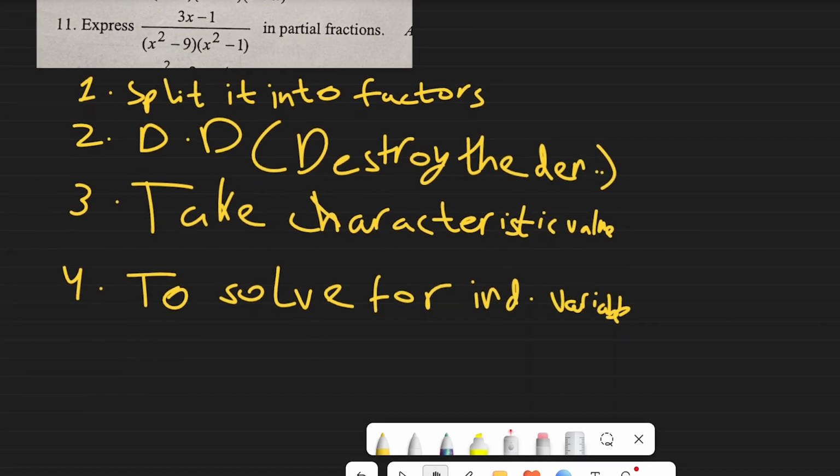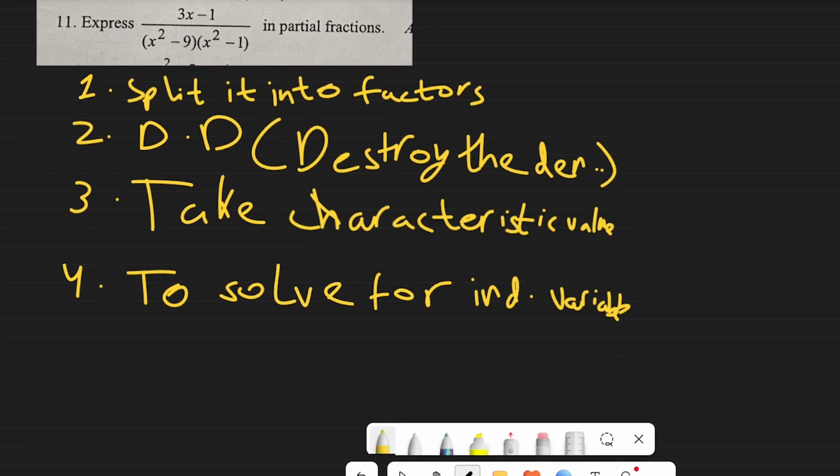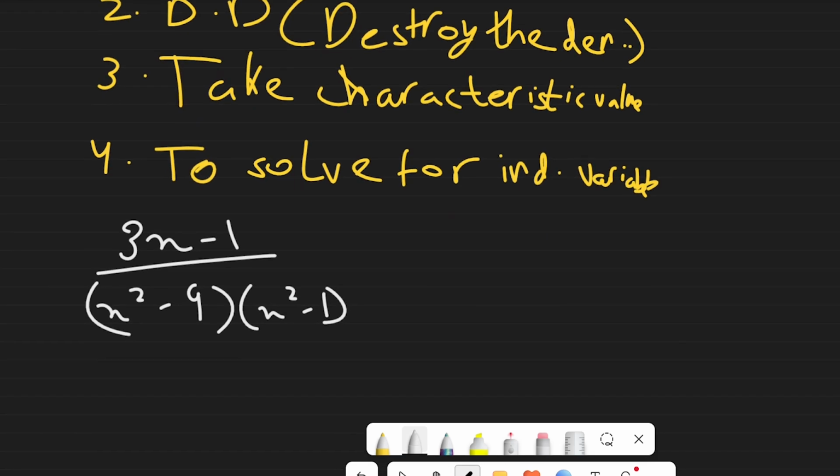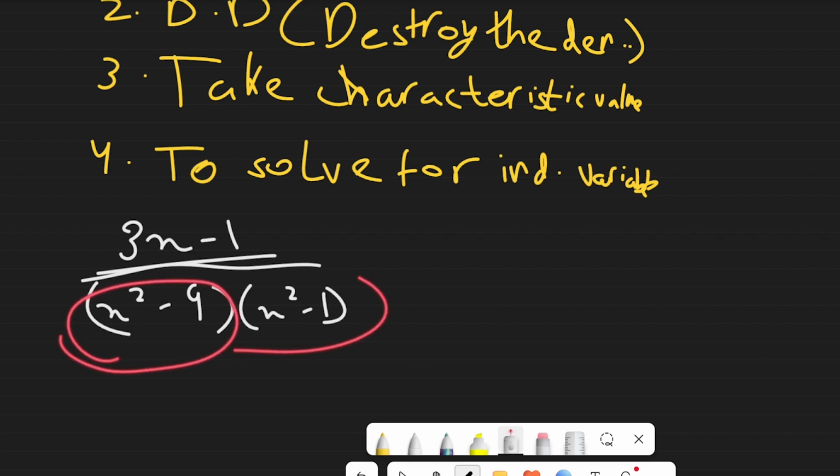First of all, we have to split it into factors. Let me just write this question down again: 3x minus 1 over x square minus 9 over x square minus 1. Let me just write it over here because I can see that x square minus 9 and x square minus 1 can be split into two different factors.